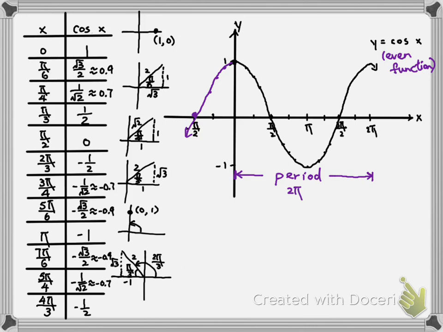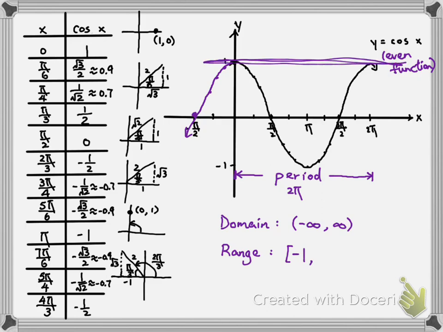Now let's look at the domain of the function. X is from negative infinity to positive infinity. This graph is continuous. Range. We will look at all possible y values. The lowest y value is -1, and the highest y value of the function is +1.